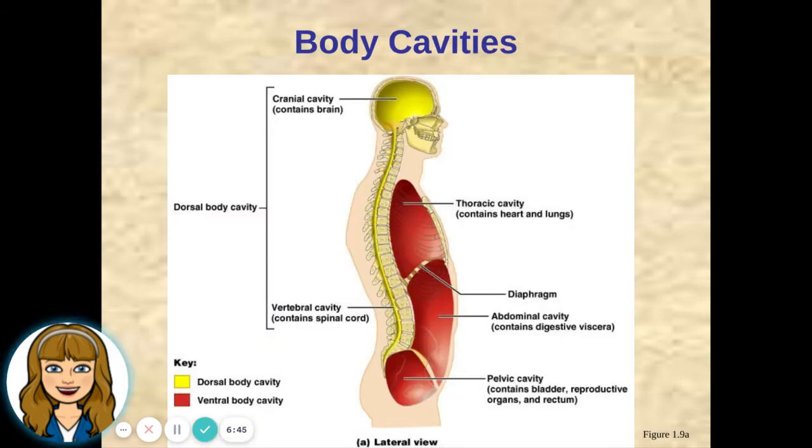So here is a drawing of the body cavities. Again, the cranial cavity contains the brain. Your dorsal cavity is everything in this portion, okay? So it includes all of those. The ventral cavity is what contains your spinal cord. So the dorsal is your cranial and your ventral cavity together. Thoracic is your chest cavity, so it has your heart and lungs. It's separated from the abdominal cavity by the diaphragm. And then the pelvic cavity is where you have your bladder, your reproductive organs, and your rectum.